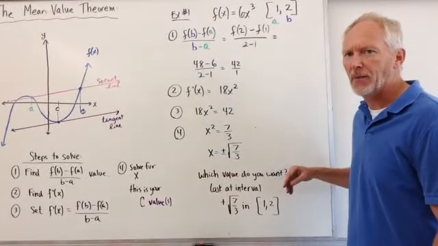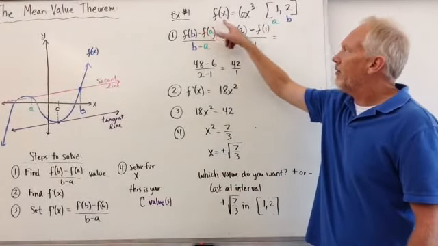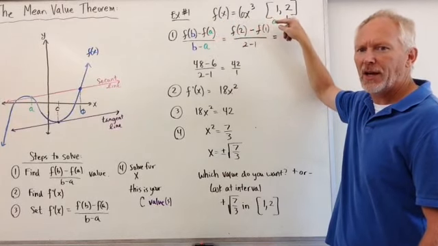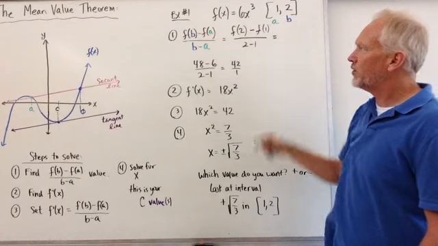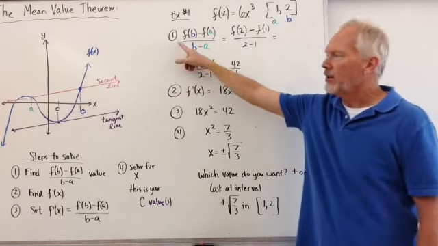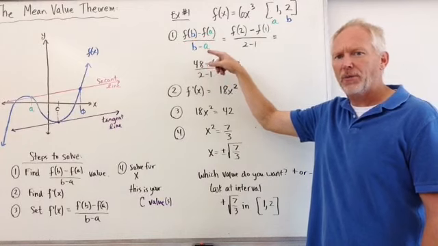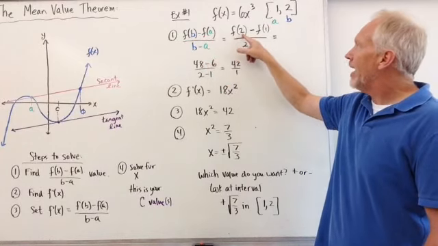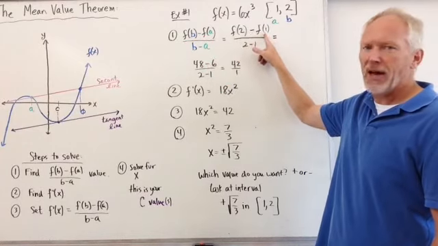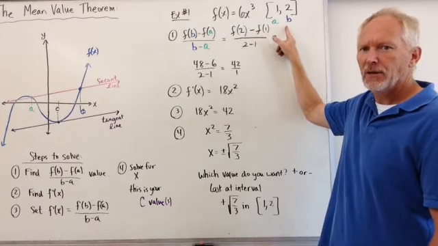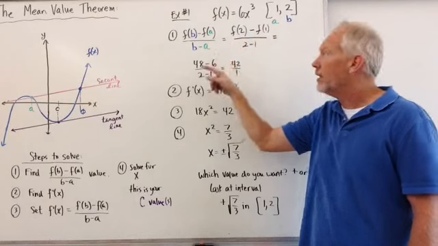All right, let's look at an example. If we have f of x is equal to 6x cubed, and we're looking at the interval of 1 to 2. Again, step 1, f of b minus f of a all over b minus a. That's f of 2 minus f of 1. Remember, this is your a, this is your b, right? First letter is always your a, the next one's your b.